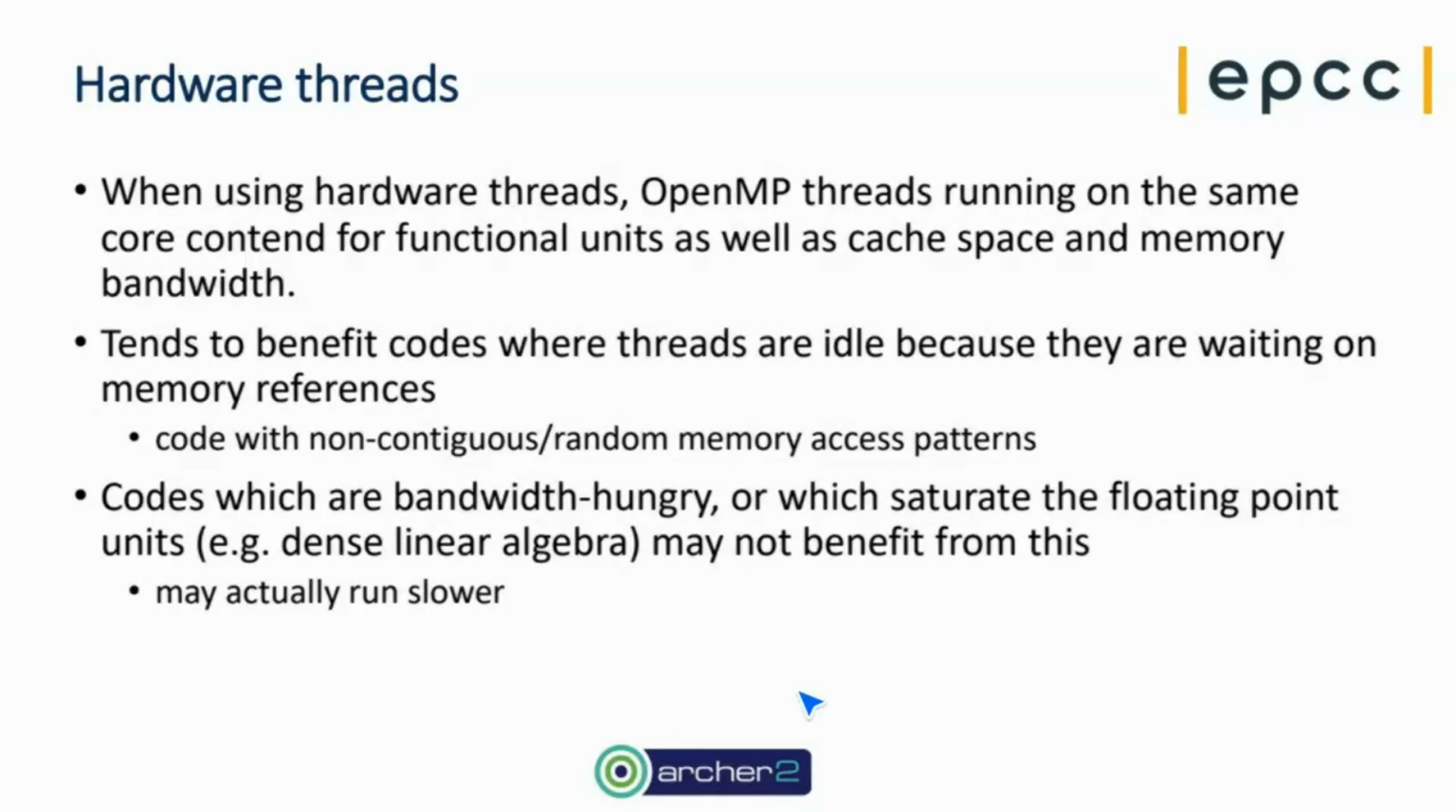Last one, hardware threads. If we use hardware threads, SMT, hyperthreading, whatever you like to call it, then threads running on the same core will have to share their functional units, particularly the floating point units, as well as the cache space and memory bandwidth. And for a lot of codes, using hardware threads doesn't actually help. Benefits tend to come where threads are idle because they're waiting on memory references.